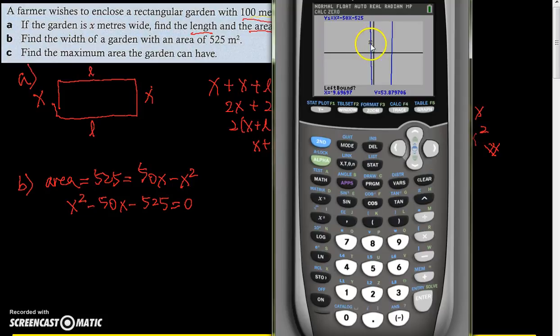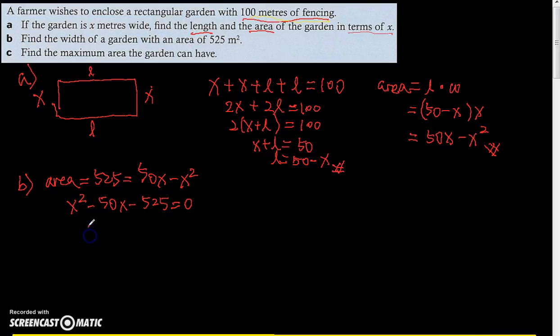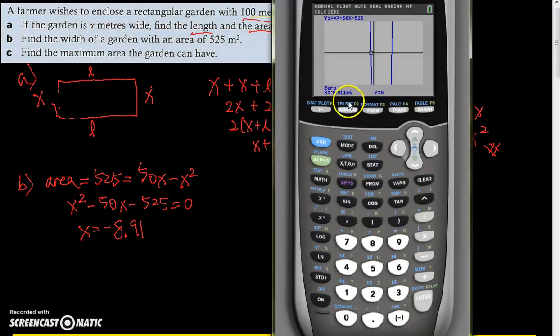My left bound is somewhere on the left of the point I'm trying to look for, so I'm going to choose that point. And then my right bound is somewhere on the right of the point I'm looking for. And then just go with some guess value. It doesn't matter. So the 0 is at x is equal to negative 8.91, I think. And for another one, second calc again, and then go to your 0. Now this time I'm going to go to the right.